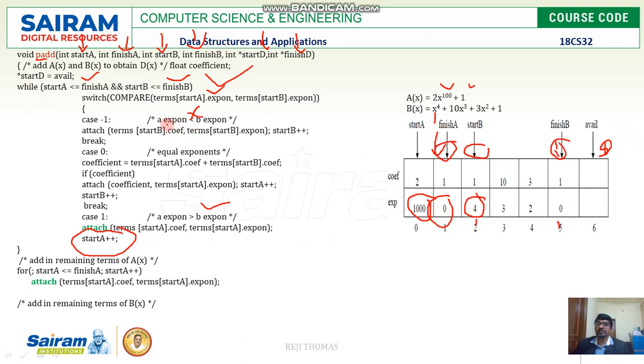So when A's exponent is lesser than B's exponent, what do I have to do? I have to write B's term into the resultant polynomial. I'll attach term B into the resultant polynomial, which is taken care of by the attach function, and you have to increment B. Now we are done with this B, so I'll increment start B to this. I'll continue until everything is done. It looks very simple, and this is the way we add two polynomials.